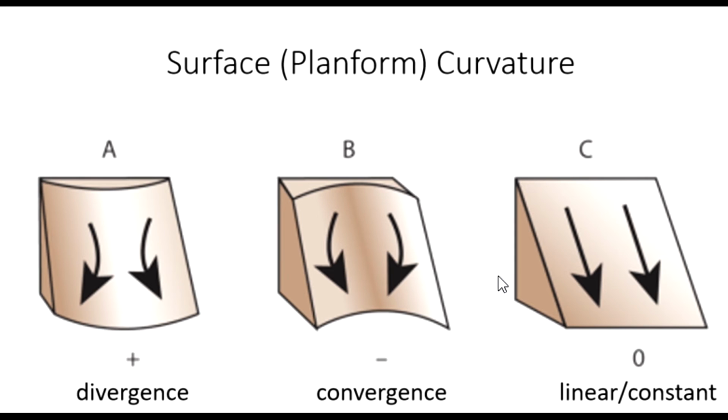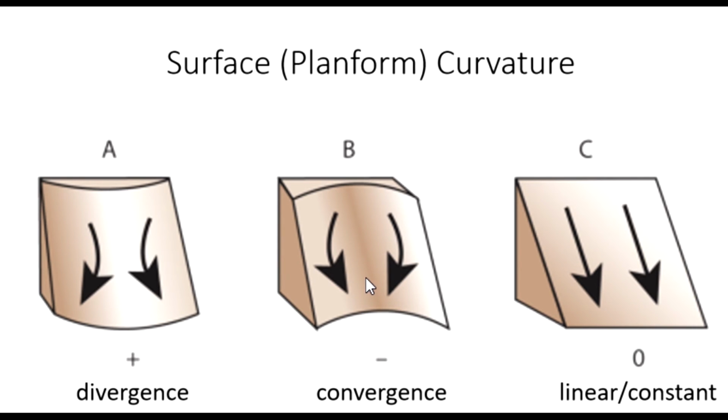In terms of the output grid, in option A, where we have divergence, we're going to see positive values in the output grid. Areas where we have convergence, where we have flow coming together in terms of its direction, we're going to see negative numbers, and of course 0 being where we have a linear or constant.